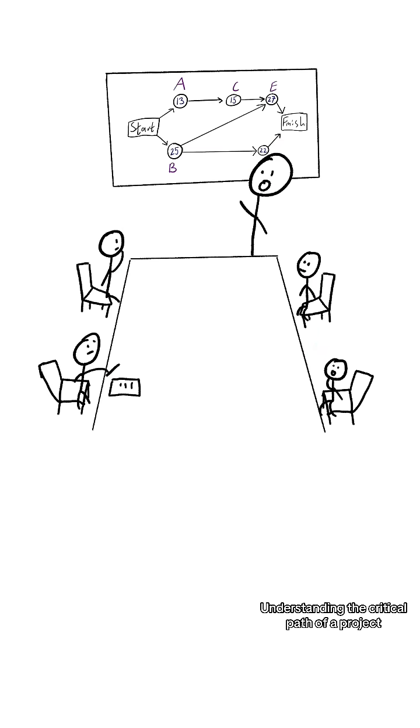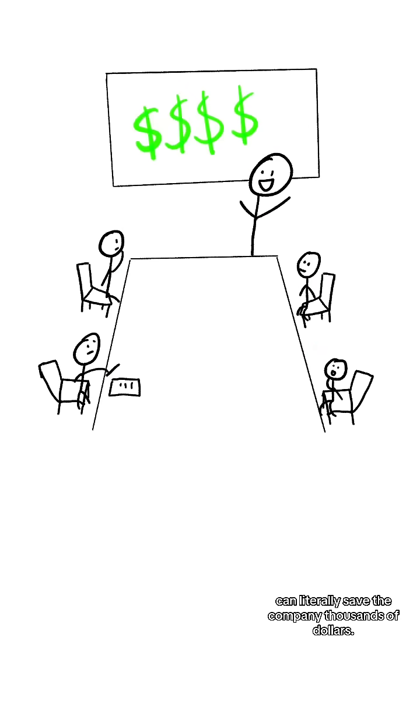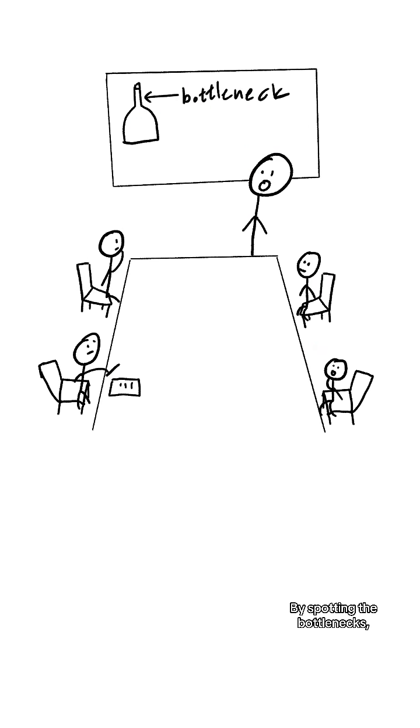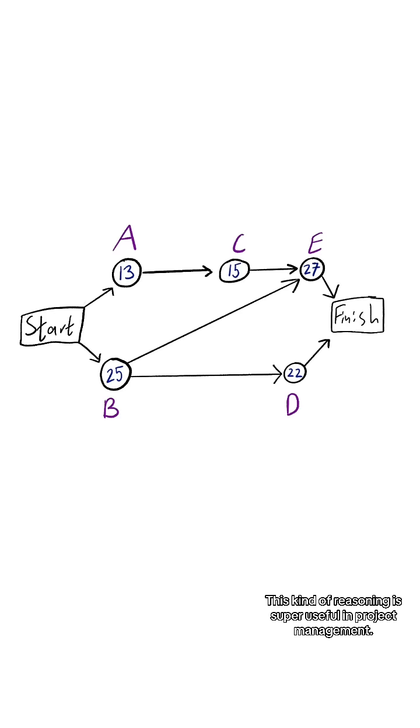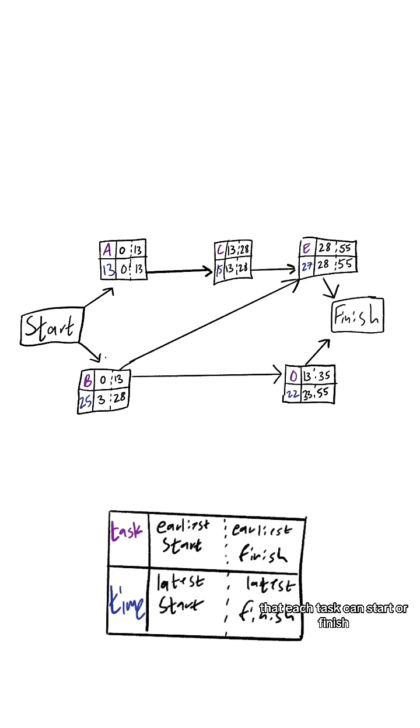Understanding the critical path of a project can literally save the company thousands of dollars. By spotting the bottlenecks, even if they're hidden under other layers, companies can decide where improvements would actually pay off and allocate their budgets where they'll make the biggest impact. This kind of reasoning is super useful in project management. Using slightly different methods of creating a digraph can even tell you the earliest and latest that each task can start or finish without delaying the whole thing.